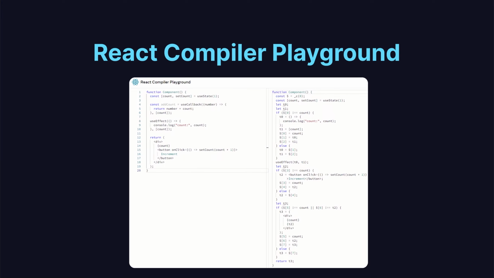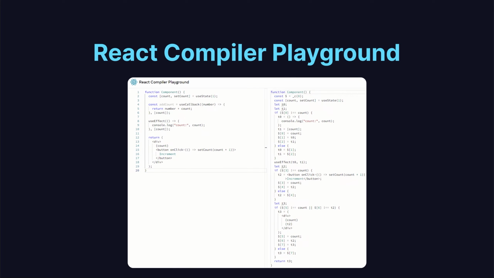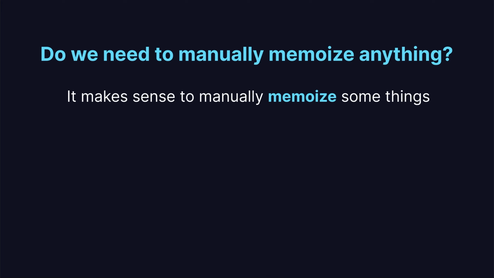You can play with this and see what happens when you implement some more complex logic. Try using different hooks like useState, useEffect, useCallback, and so on. We have seen what React compiler does behind the scenes. Based on that, you might think that we don't have to do any manual memoization at all now. But that is not the case.